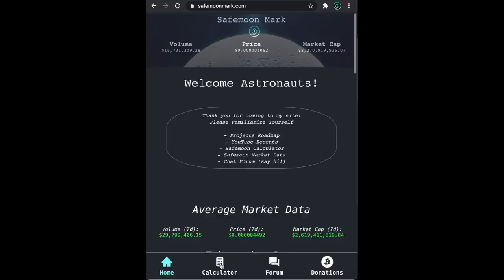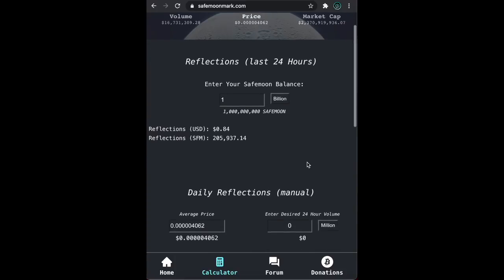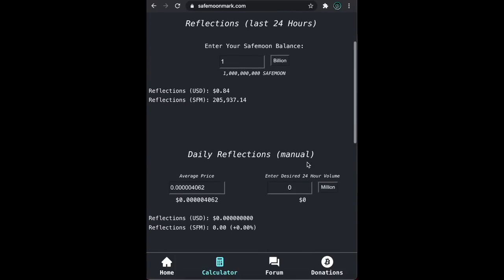So, back to the calculator. This first section has us enter in our SAFEMOON balance. I'll enter in 1 billion to start. So, if we have 1 billion SAFEMOON, we would have made 82 cents in USD or 200,000 SAFEMOON over the last 24 hours. Nice. What if the volume was higher or lower? Or what if the price was higher or lower?